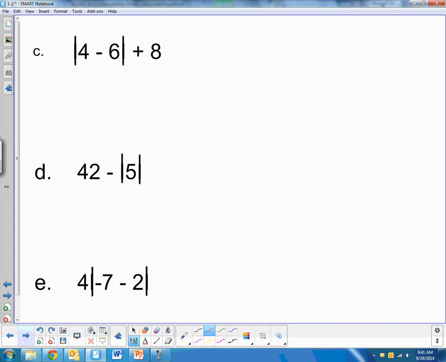All right, these are the last couple of problems here, and then we're done. Go ahead and pause it and try these 3 on your own. All right, here we go.